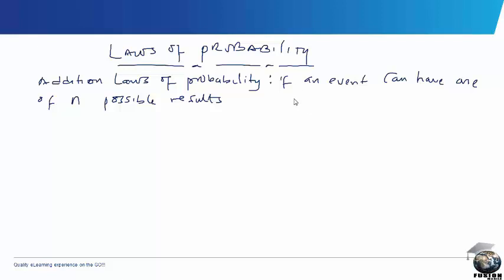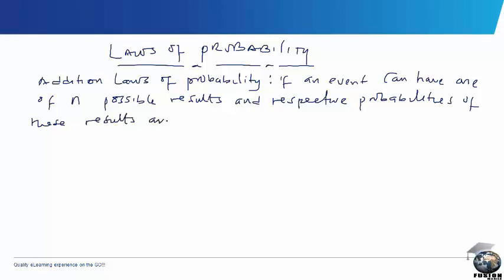and the respective probabilities of these results are as given below: P1, P2, P3 until Pn, the last event. Then P1 plus P2 plus P3 plus till when you get to Pn is equal to 1.